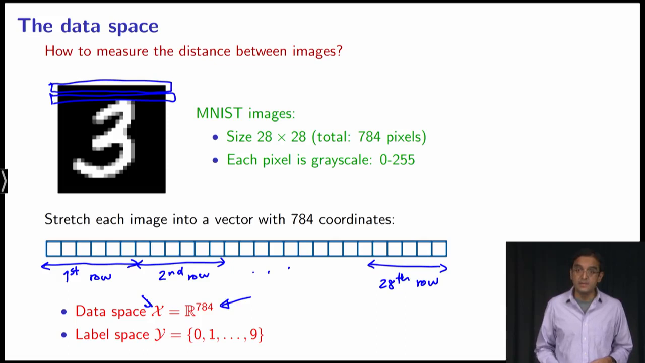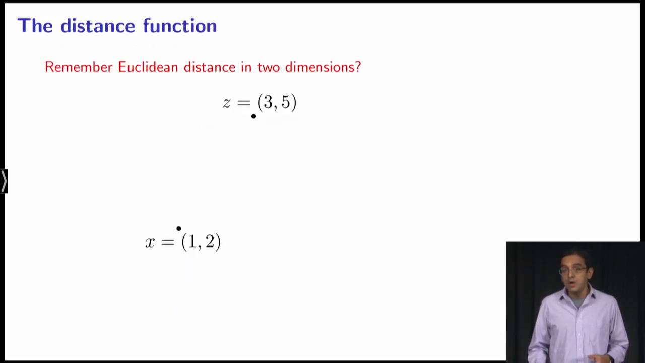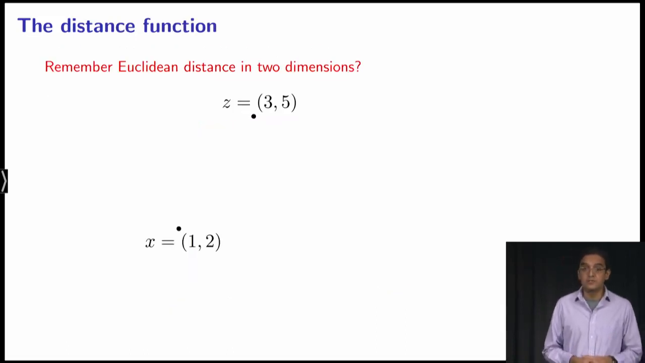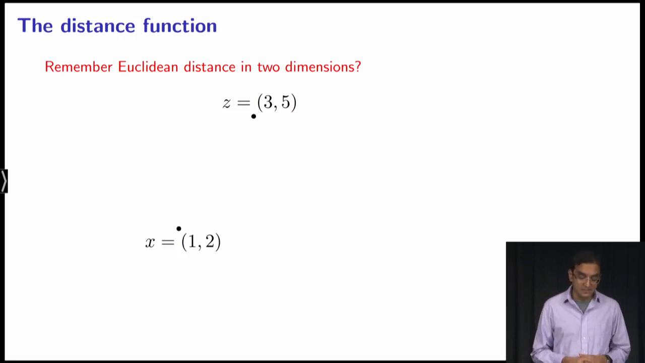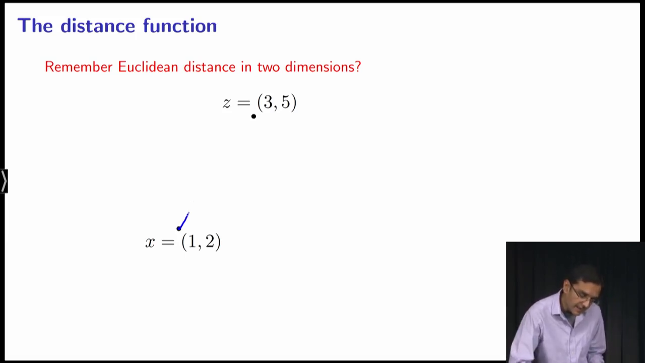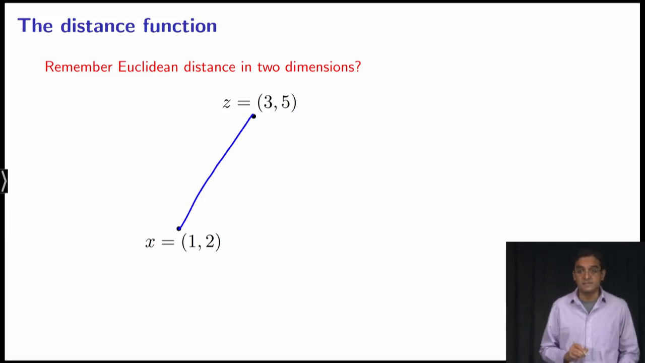How are we going to compute the distance between two of these 784-dimensional vectors? Well, the most common distance function is Euclidean distance. And so let's just start by reviewing what this is in 2 dimensions. Okay, so here are 2 points in 2-dimensional space, x and z. The Euclidean distance between them is simply the length of the line connecting them.